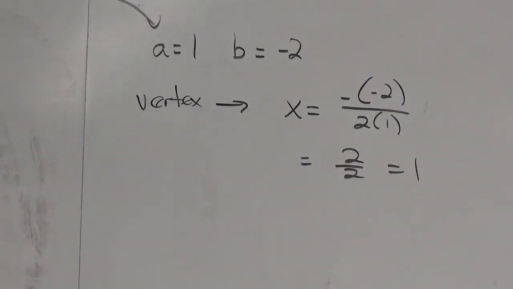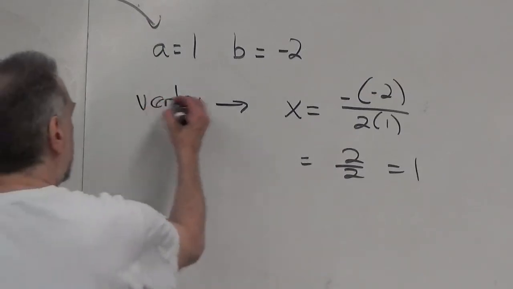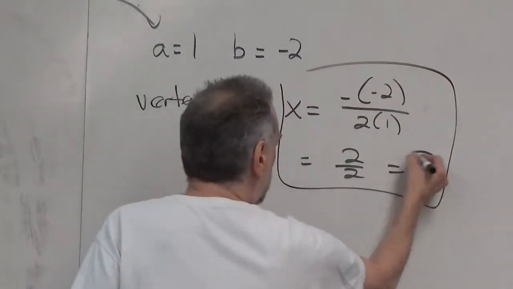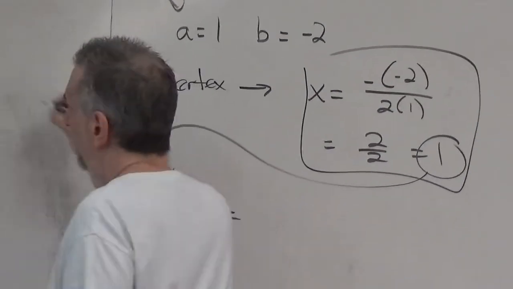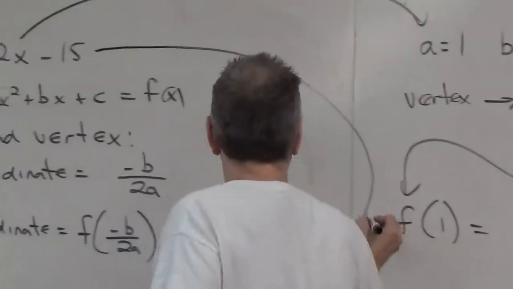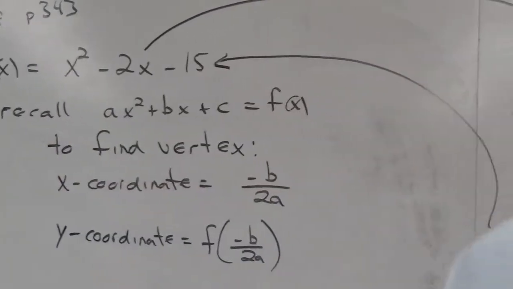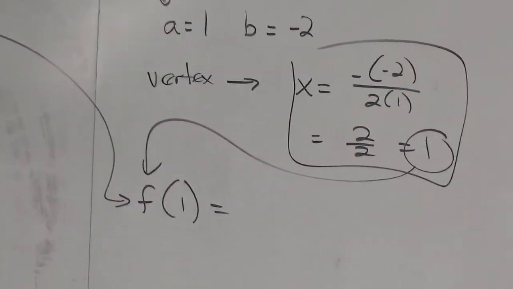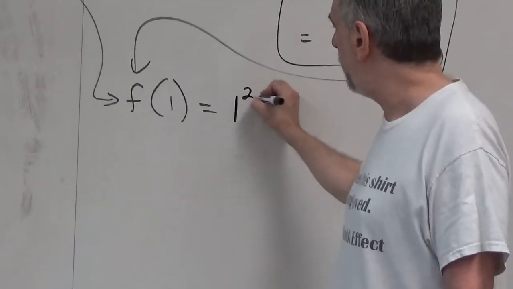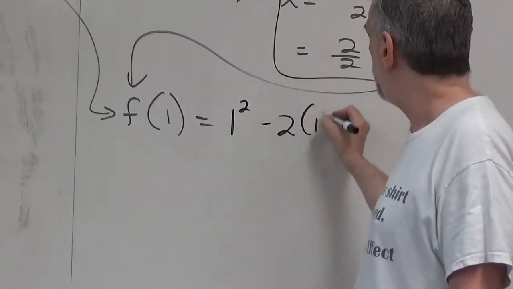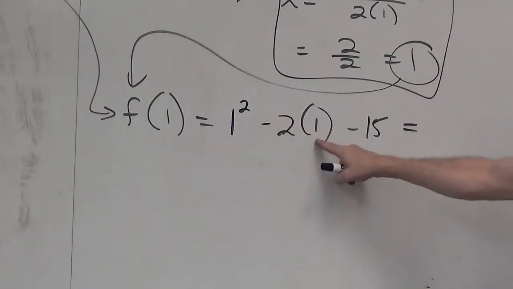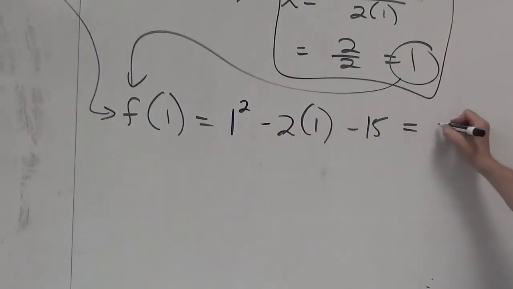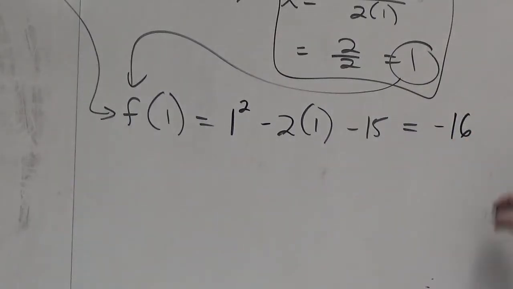Negative b over 2a. All right, and then we're going to put that x value into the function. Right, this function. And evaluate that function. So that's a nice easy input. 1 squared minus 2 times 1 minus 15. So we got 1 minus 2 is negative 1. Negative 1 minus 15 is negative 16. So that's the y-coordinate of the vertex.